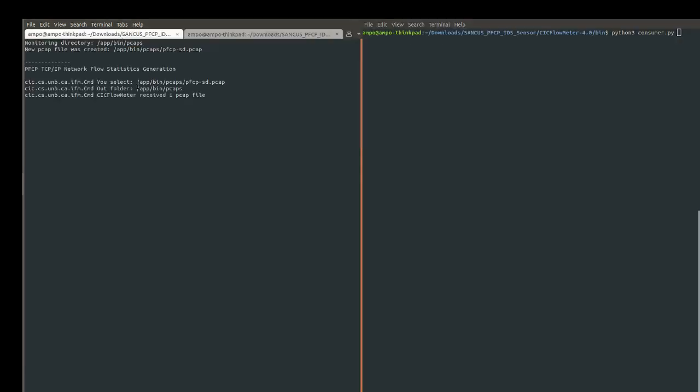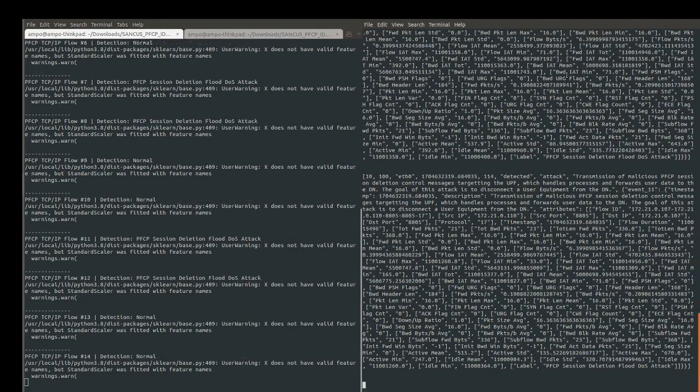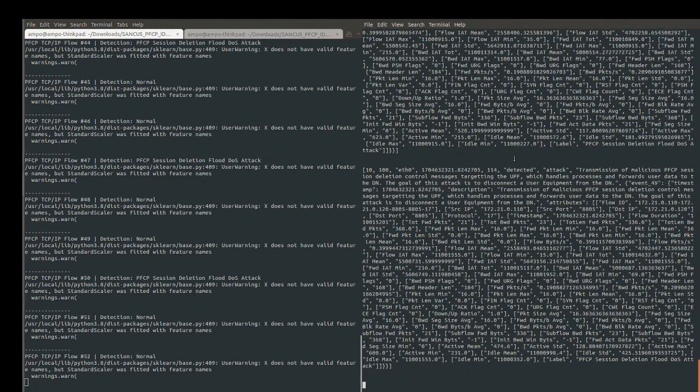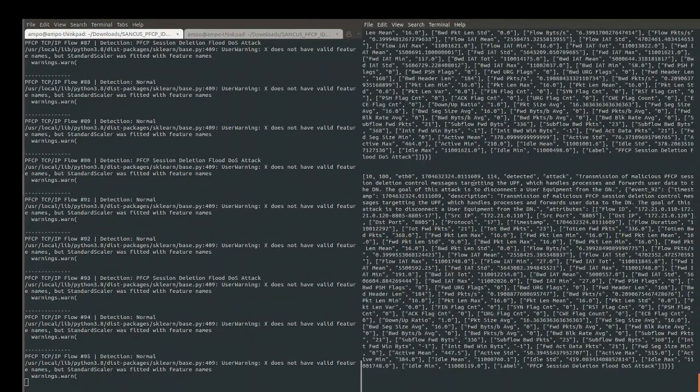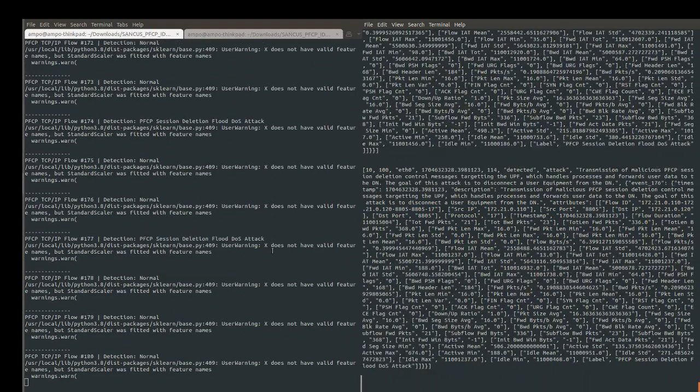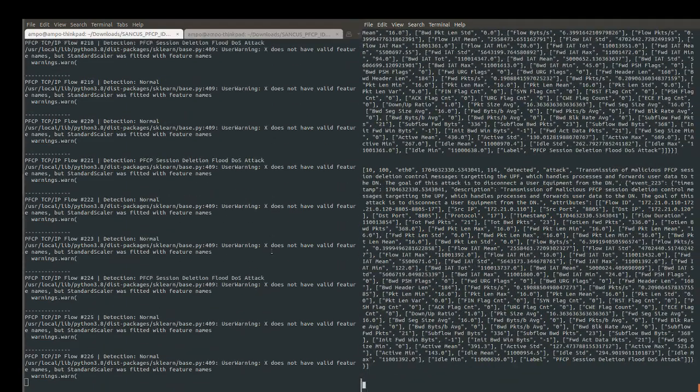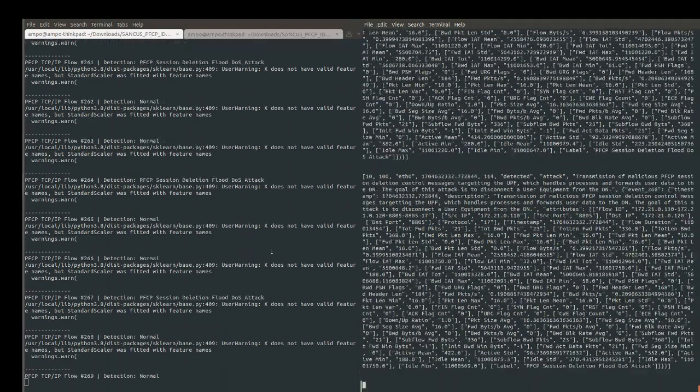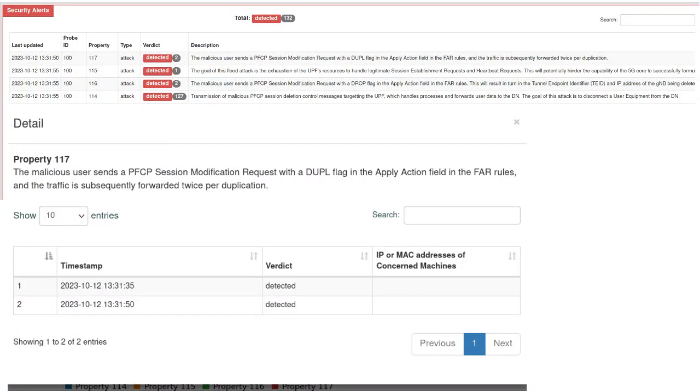While the attack is executed in the background, the detector monitors the network traffic data of UPF, generating the corresponding network flow statistics and recognizing the malicious network flows as PFCP session deletion attacks. Next, the security events are sent to the appropriate Kafka topic. On the right side, we can monitor the security events that are sent successfully to the Kafka topic. Finally, the security events are successfully consumed from the Kafka topic and visualized by the SID dashboard.